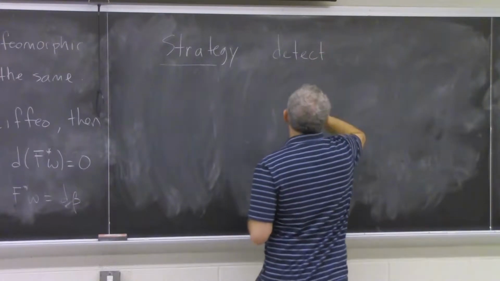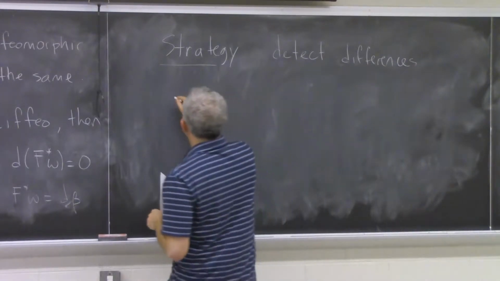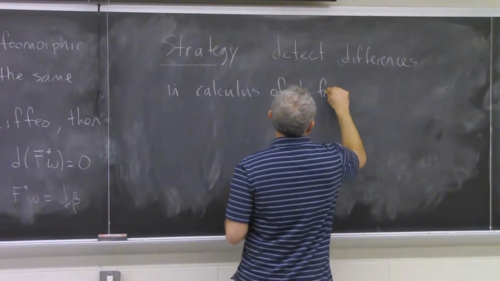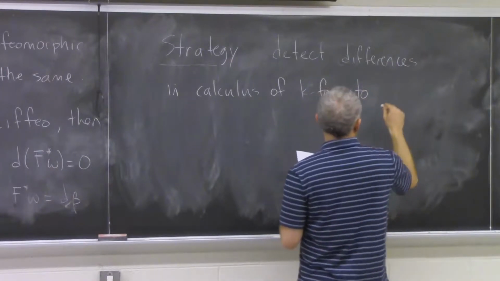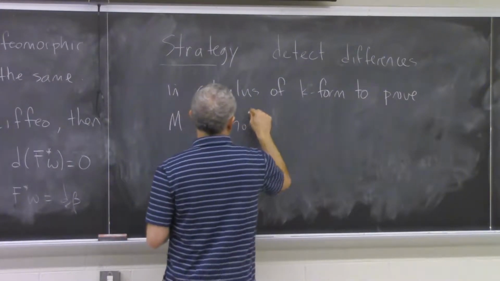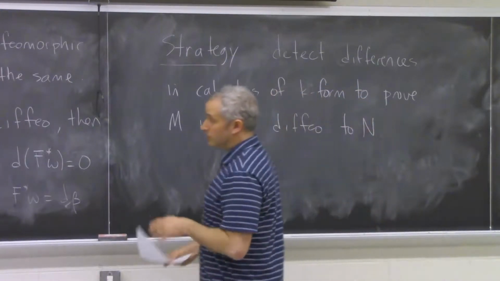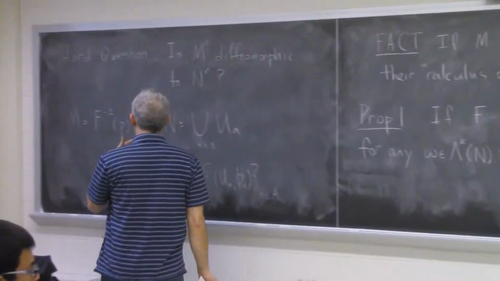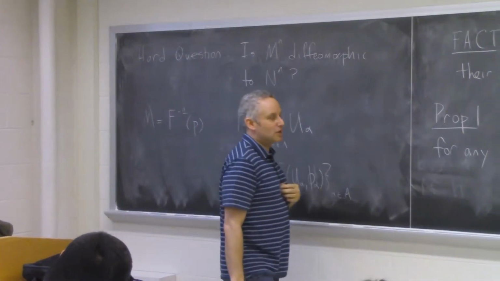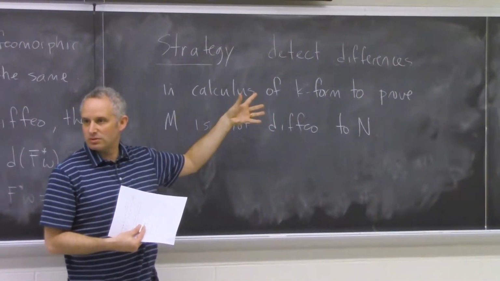Maybe we want to develop a way to detect differences in the calculus of K-forms to prove that this would be a negative result, that M is not diffeomorphic to N. Okay, so maybe there's just some thing we can compute for M, no matter how it's presented, and some thing we can compute for N, no matter how it's presented, and we can compare our two computations, and if they don't agree, maybe we know that they're not diffeomorphic. Okay?